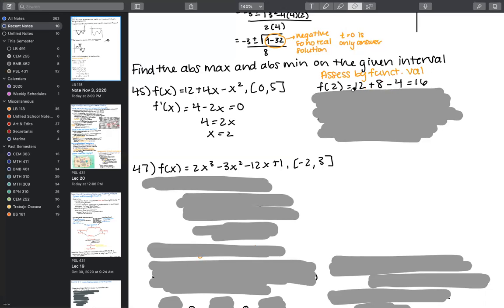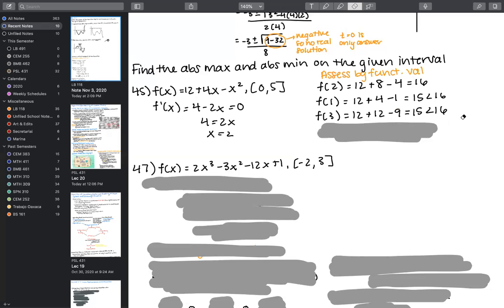First, f of 2, we get that that is 16. And then I chose f of 1 and f of 3 because those are easy numbers to work with. I get f of 1 equal to 15, which is less than 16. And before I even do f of 3, I'm going to guess that it's going to be less than 16 also, which it is. And so since we have two function values that are less, we'll say this is 16.